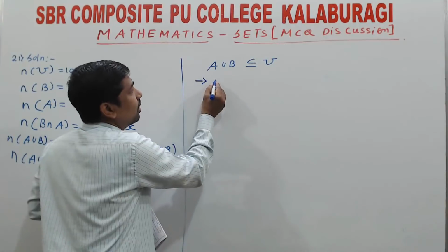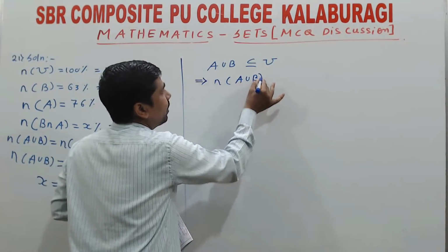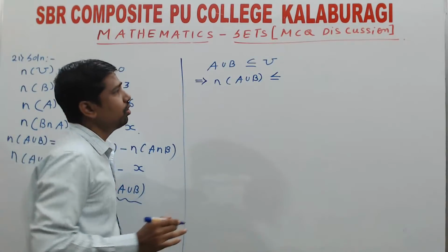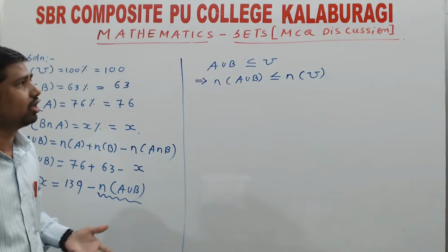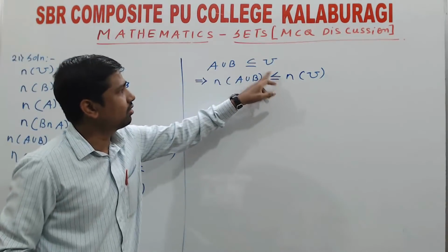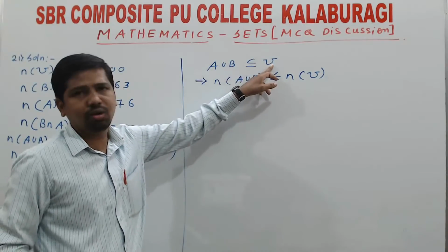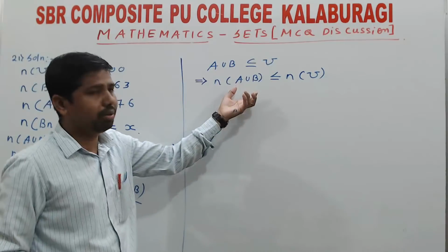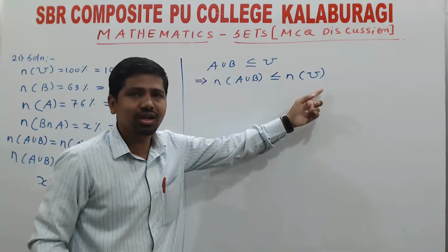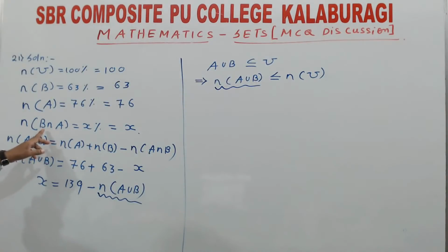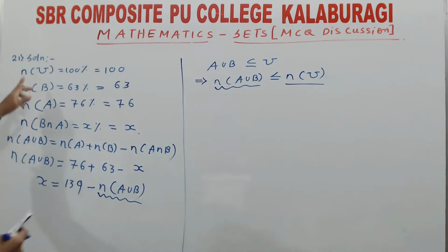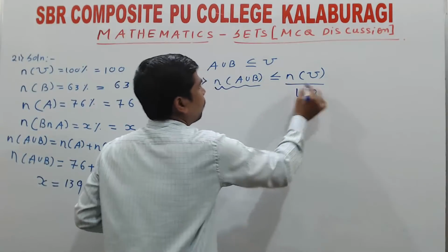This implies n(A ∪ B) is less than or equal to n(U). The number of elements in A ∪ B is at most the number of elements in the universal set: subset means it may be lesser, equal means equal to the universal set. So what is n(U)? 100. Okay, n(U) is equal to 100.